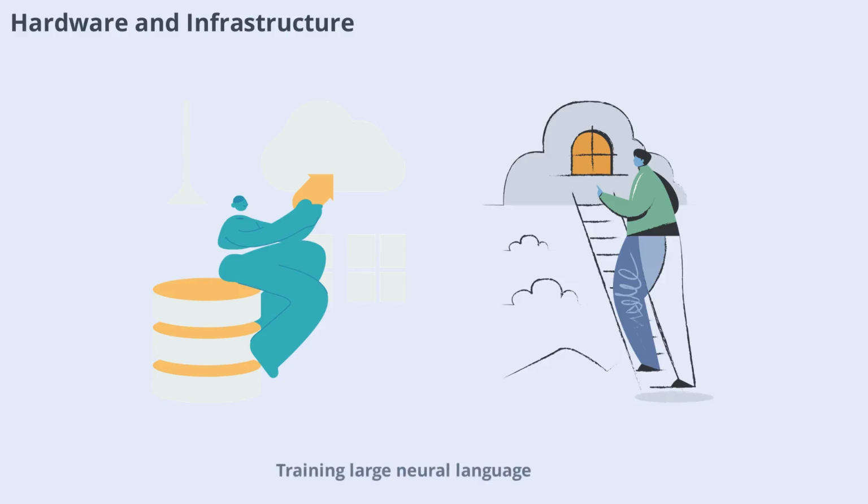Training large neural language models demands significant computational resources. Powerful GPUs, TPUs, and distributed computing systems are often used to handle the massive calculations involved. Efficient hardware and infrastructure can dramatically reduce training time and enable the development of more complex models. Let's see how technology supports large-scale training.